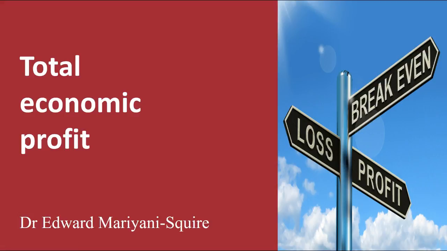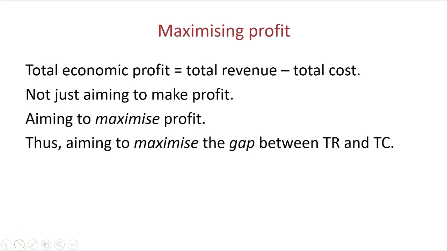So we've seen costs, total costs in particular, and we've also had a look at total revenue. So once we've done that, we can start to think about total economic profit. Total economic profit is simply total revenue generated by the sale of a quantity of products produced minus the total cost of producing that quantity of products.